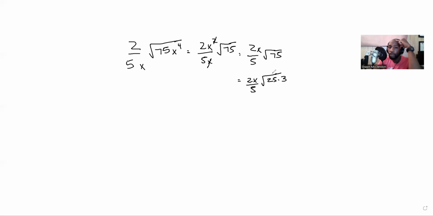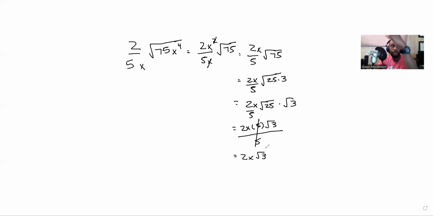So we can take the square. So we'll rewrite that again using the product rule. So that's the square root of 25 times the square root of 3. We know the square root of 25 is 5. So it's 2x times 5 times the square root of 3 all over 5. These 5s cancel out because 5 divided by 5 is 1. And your answer is 2x times the square root of 3.